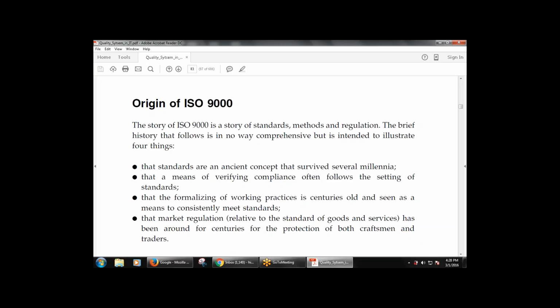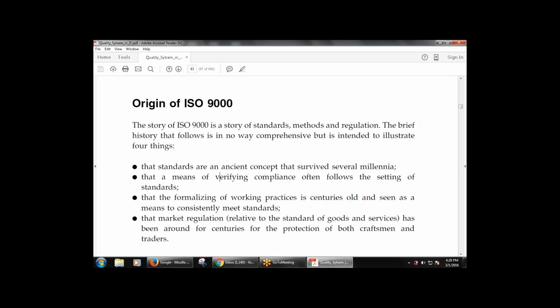Then formalizing the working practices that are used for the old and seen as a means to meet the requirements. So what are the various standards that are available that are used to meet the working standards, working practices that are seen to consistently meet the standards.